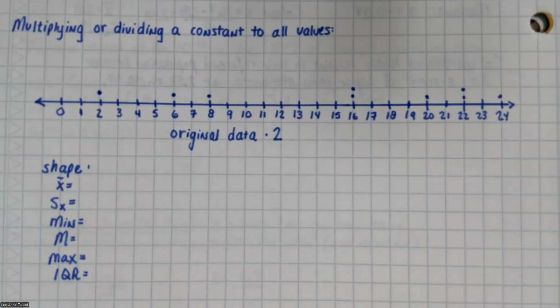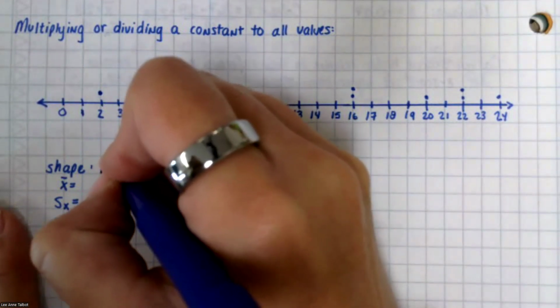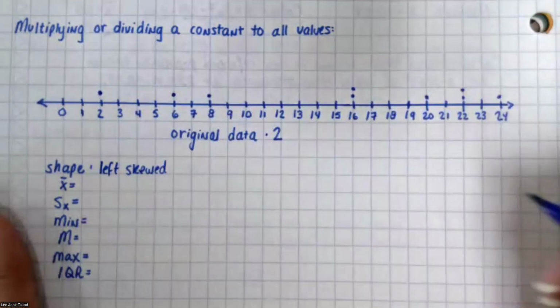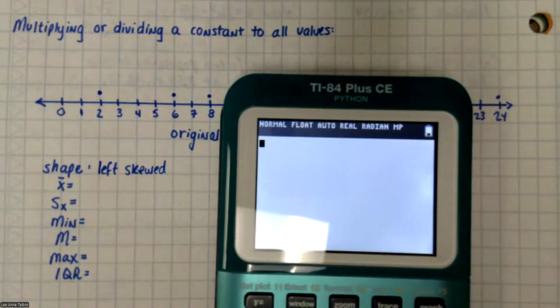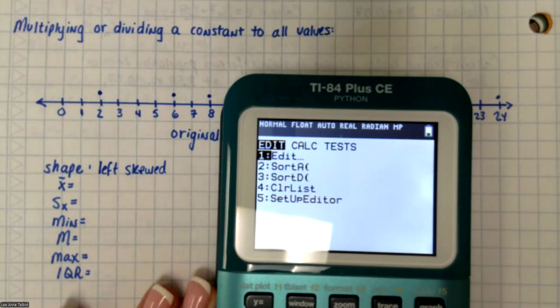So we have to see what happens to our data when we multiply and divide by something. And I want you to see, first and foremost, that the shape did not change. It is still right skewed. Can you guys enter these numbers in the calculator and find the rest of the data, please? If nothing else, you're going to be really good at one variable stats before you leave.